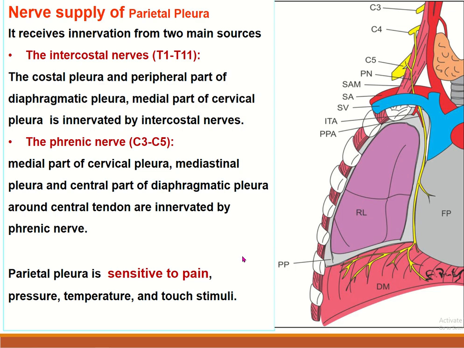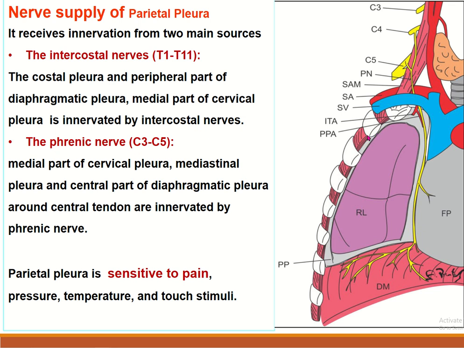Nerve supply of the pleura. The nerve supply of the parietal pleura. The parietal pleura gets nerve supply from two sources, the intercostal nerves and the phrenic nerve. This is the rib, and the inner surface of the rib contains the costal groove, which contains the intercostal nerve, which is the ventral branch of the upper 11 thoracic spinal nerves.